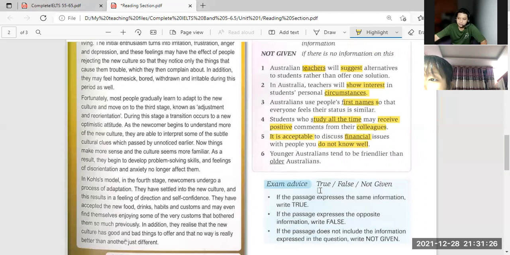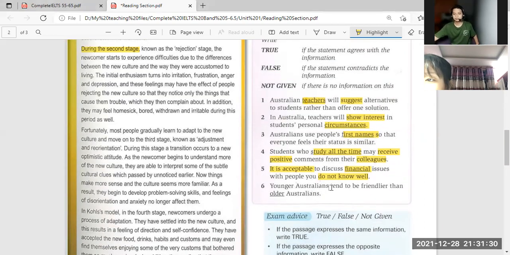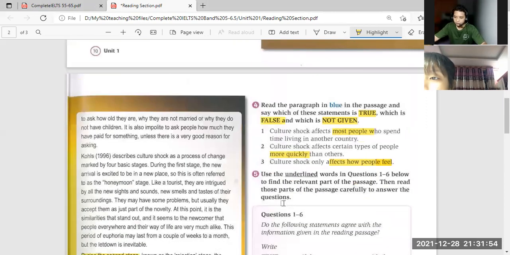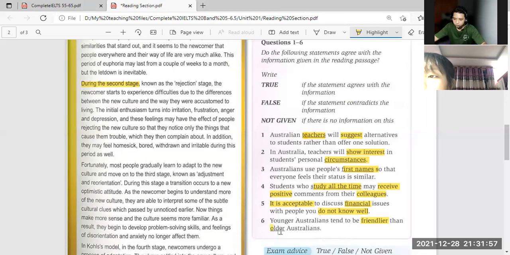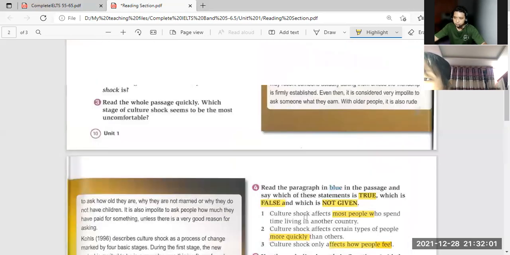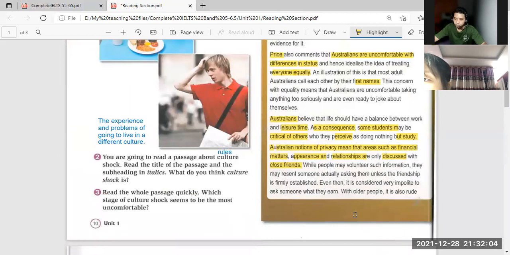Now, number 6, can you read number 6? Younger Australians tend to be friendlier than older Australians. Okay, younger Australians tend to be friendlier than older Australians. Do you know the meaning of friendlier? Yes. Okay, so can you find older? Can you find older Australians or the word older from here? Yes. Okay, it's here, right?